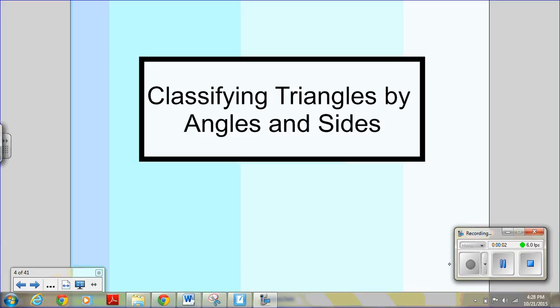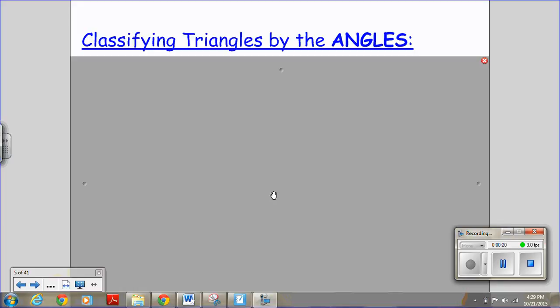Unit 4, Day 1. In Unit 4, we're going to prove triangles congruent. On Day 1's lesson, we're going to first classify triangles by angles and sides. First, we're going to classify triangles by their angles.